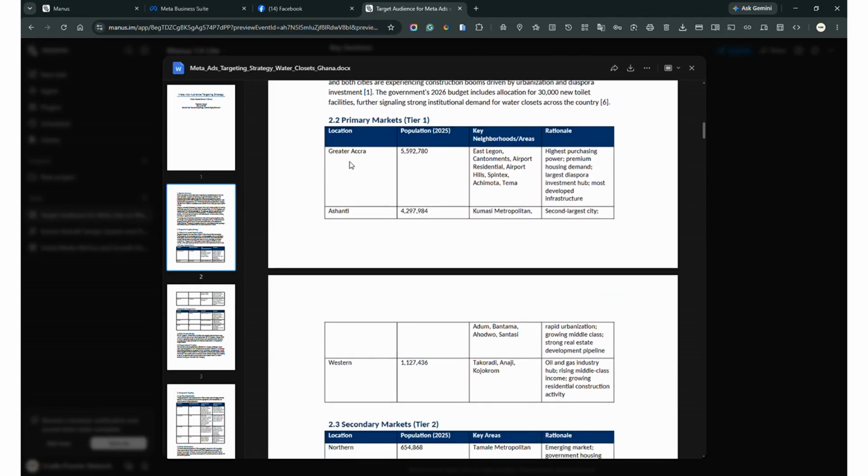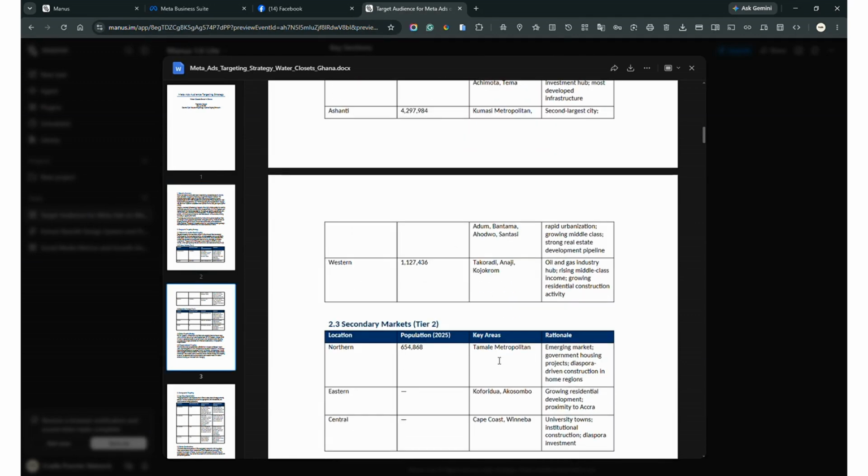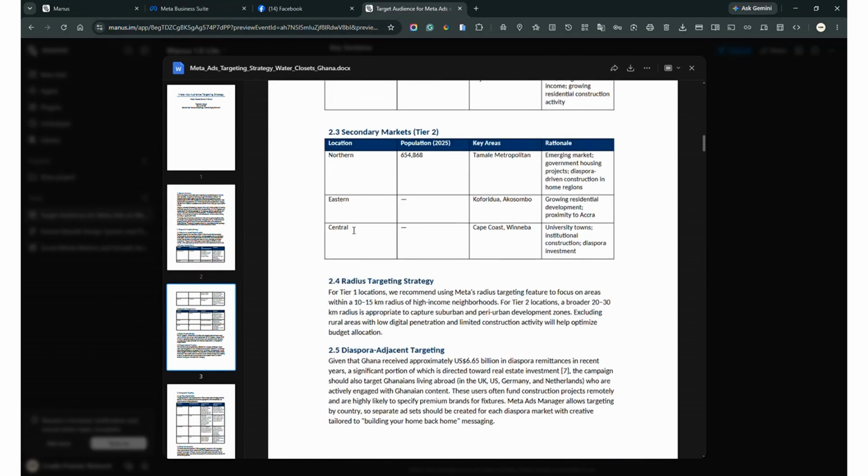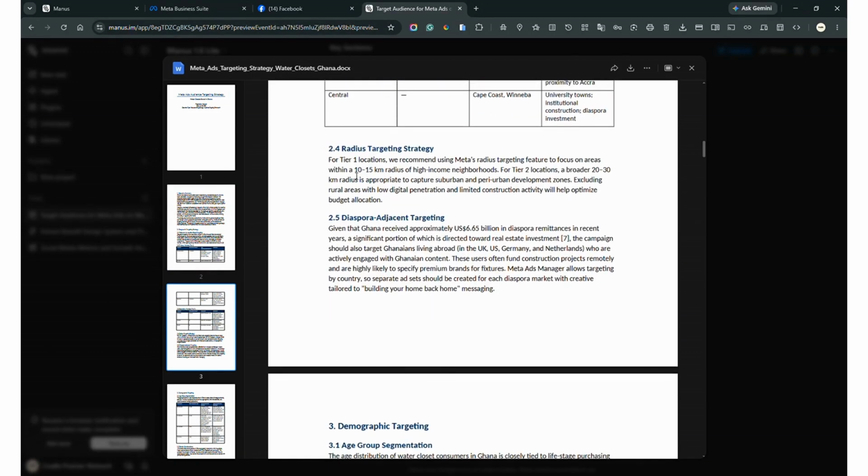So we can see Greater Accra, Ashanti region, and Western region is a key area. We're also looking at secondary markets like Northern region, Eastern, and Central as part of the key areas. And also looking at the radius targeting. So radius basically means, in terms of distance, the kilometers at which you can actually target these audience. So for tier 1 location, we recommend using Meta radius targeting feature to focus on areas within 10 to 15 kilometer radius of high income neighborhoods, right? This is really technical, so we won't go much into it.